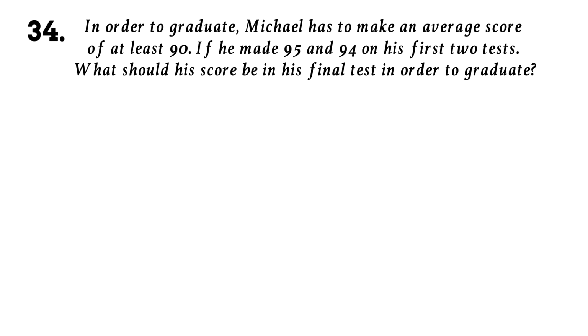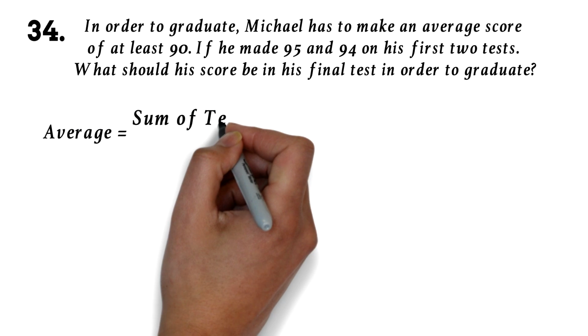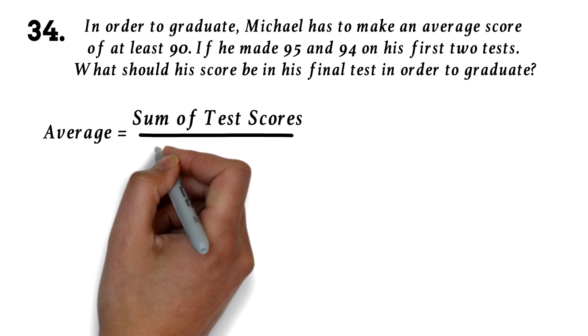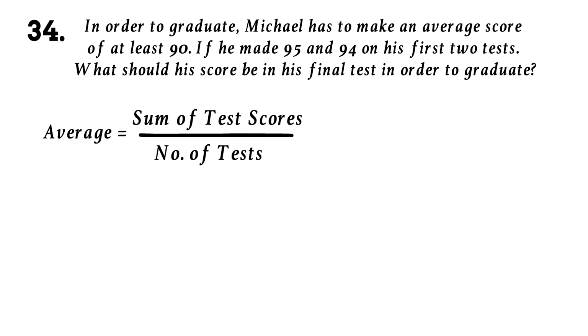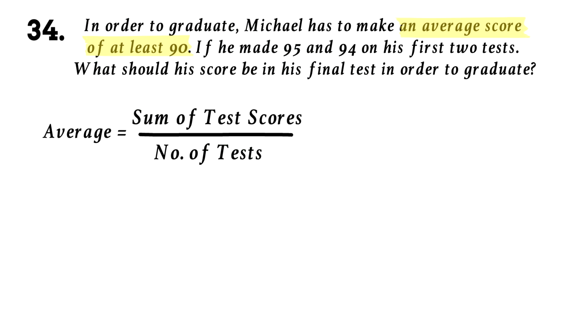Question 34. In order to graduate, Michael has to make an average score of at least 90. If he made 95 and 94 on his first 2 tests, what should his score be on his final test in order to graduate? This is the average or mean question. To find the average, we need to add all the scores, divide by the number of tests taken. We've been given the average he must get, which is 90, so we can put it here.